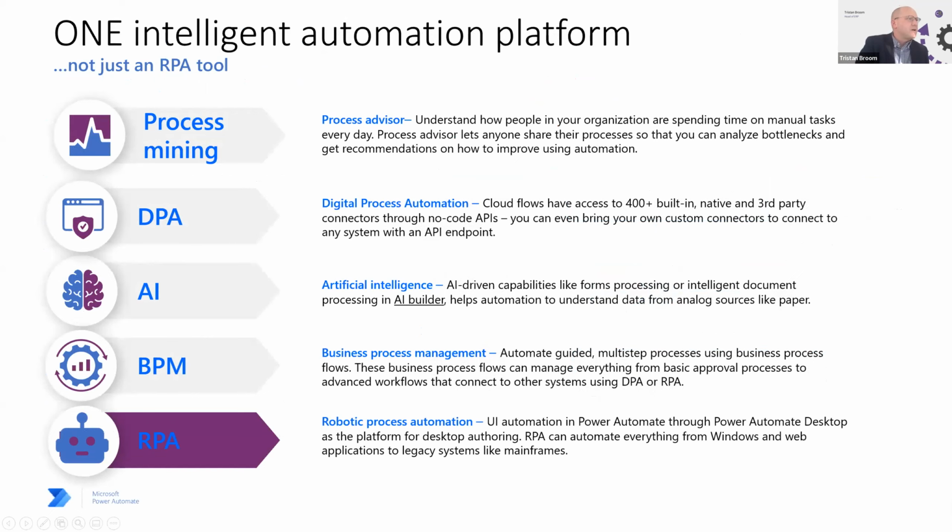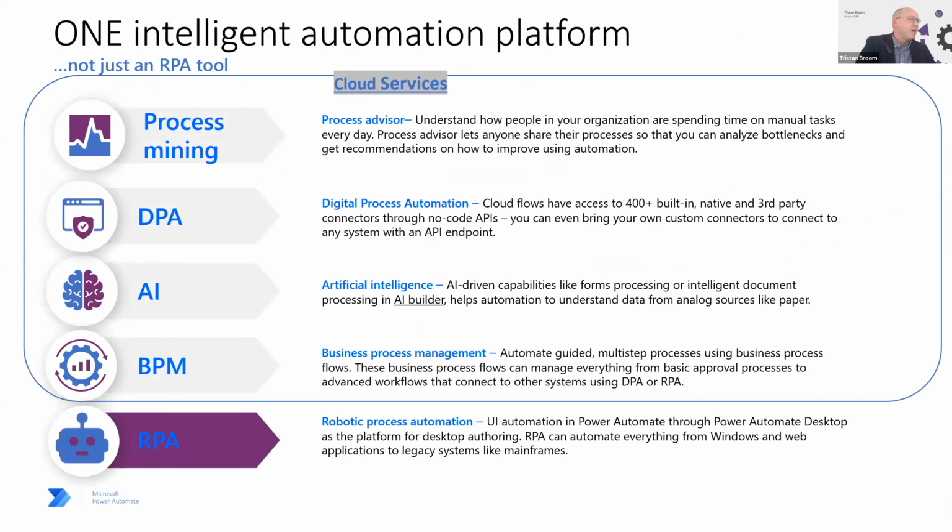Okay, so we've got an overview here of what the automation platform looks like, and we've said which parts are which. So the process mining, the digital process automation, the artificial intelligence and business process management part of it, acronym heavy, so apologies in advance, all sit within the cloud services part of Power Automate. And then the RPA, the robotic process automation, is the user interface automation that I was just describing, which is effectively the Power Automate for Desktop. As I say, they can work in conjunction with each other, or independently of each other as well.